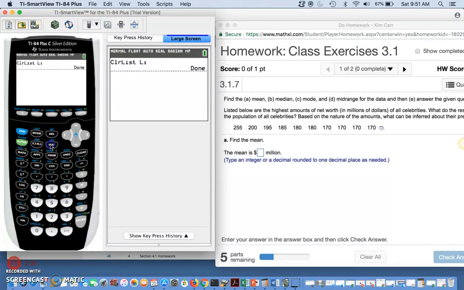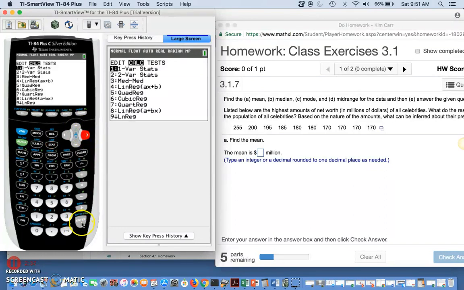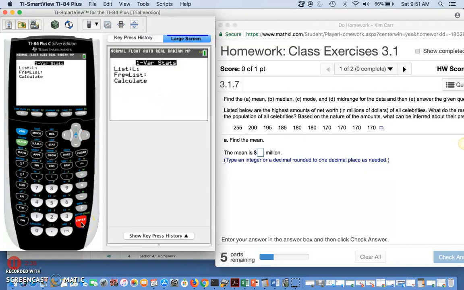So then I'm going to go to Stat. I'm going to move over this time to Calculate. One variable, stats, that's what I want. And my list is L1. You don't have a frequency list. Let's leave it blank and see what it does. It gave it to me. We didn't have a frequency list. When you're using two lists and one's like for the weight, then you'll use the frequency list.